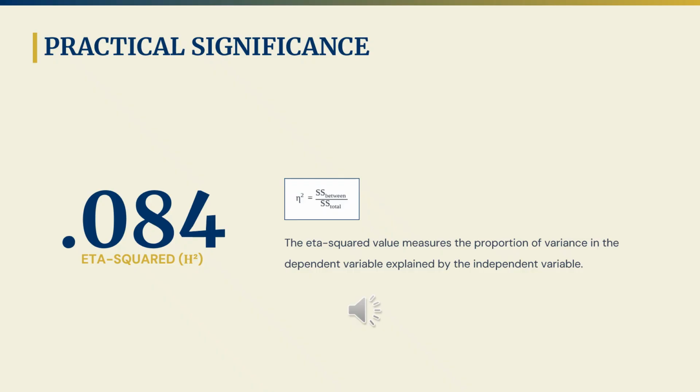In slide 11, I will be explaining the effect size, eta squared. To assess practical significance, I calculated the effect size using eta squared. Eta squared is calculated by dividing the sum of squares between groups by the total sum of squares. The eta squared value for this analysis is 0.084.